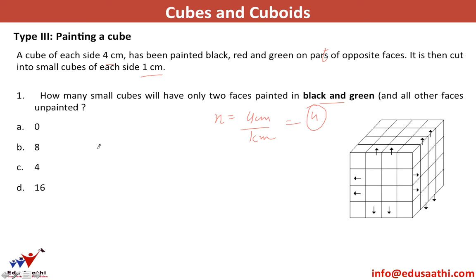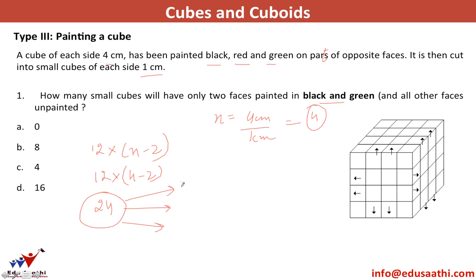Now, the first thing you need to understand is, let's say we calculate first the total number of cubes which have two faces painted. So what is the formula? 12, the number of edges, into n minus 2. So this is 12 into 4 minus 2, or 24. Now, out of this 24, we see that we have here three colors, red, green and black. Out of these 24, we have three combinations.